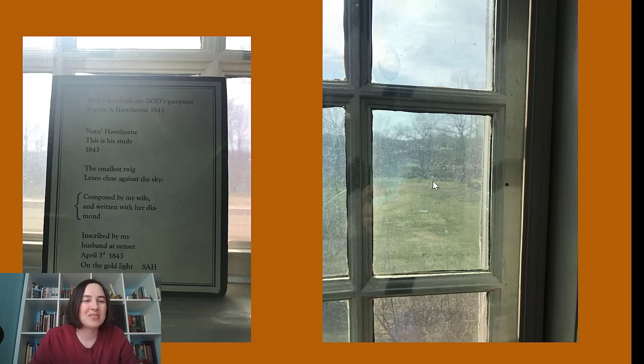On the left, there's an interpretation because it's a little hard to read the faded writing. Nathaniel Hawthorne, this is his study, 1843. The smallest twig leans clear against the sky, composed by my wife and written with her diamond. Inscribed by my husband at sunset, April 3rd, 1843, on the gold light.